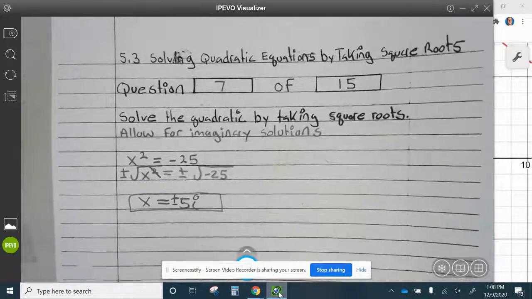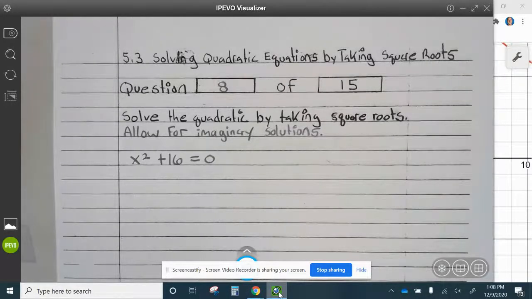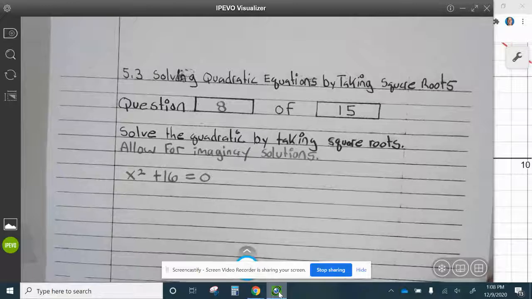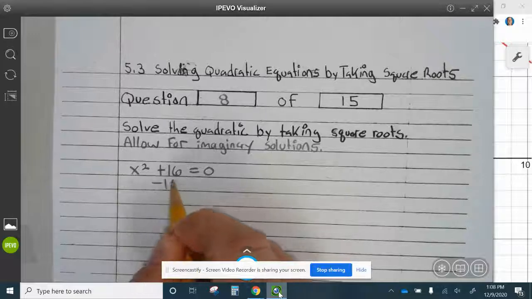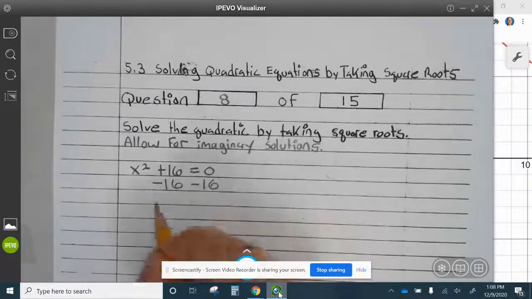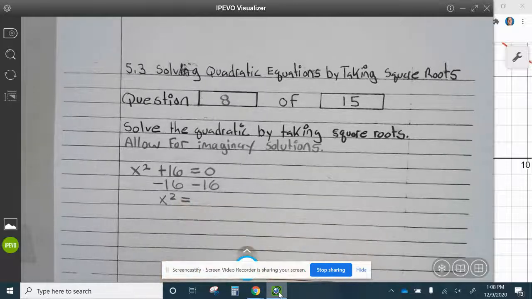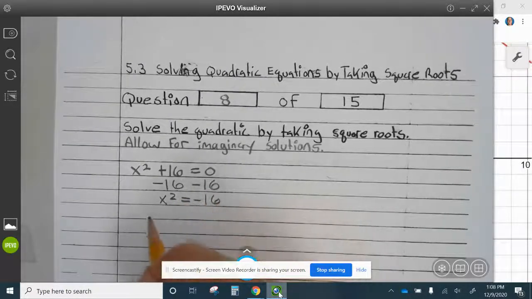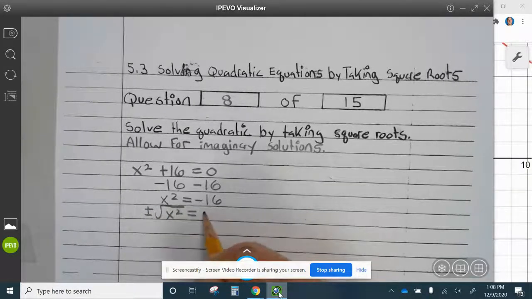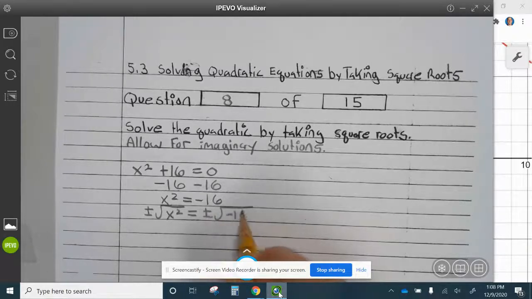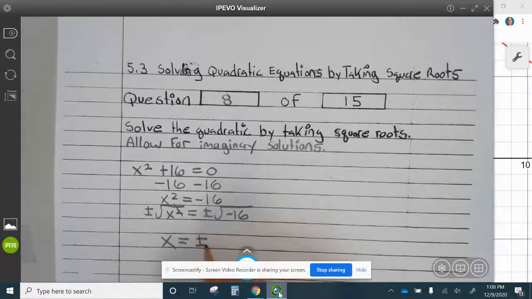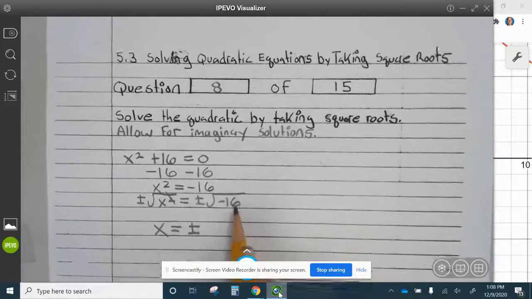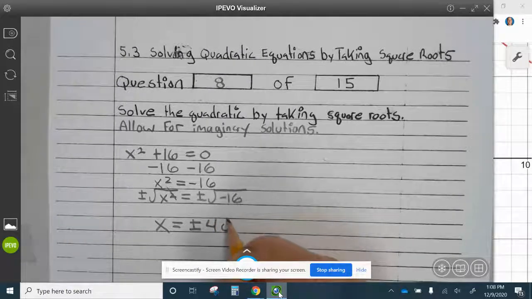Okay, let's take a look at the next question. Question 8. Solve the quadratic by taking square roots to allow for imaginary solutions. x squared plus 16 equals 0. So we're going to subtract 16 from both sides. x squared equals negative 16. Now we're going to take the plus or minus square root of both sides. This cancels. You're left with x equals plus or minus the square root of 16, which is 4, but since it's negative, it's i. So the answer is plus or minus 4i.